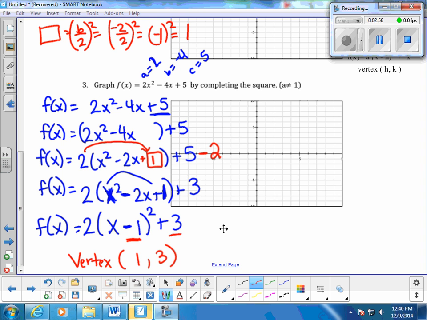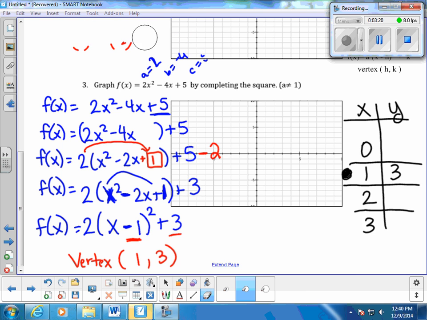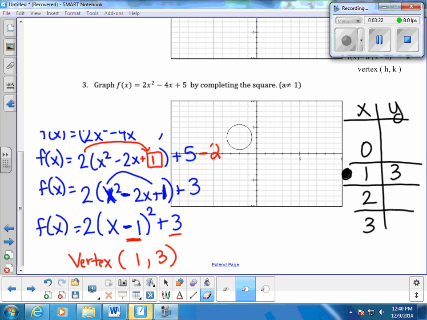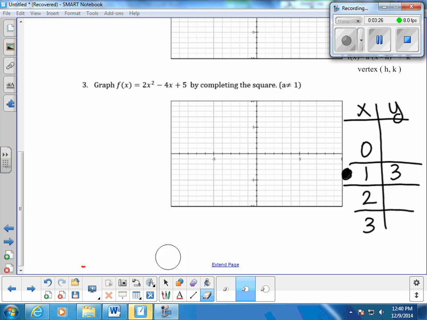So our vertex is going to be 1, 3. From knowing our vertex, we like to use the vertex in our points. And we'll say let's do a number to the left of 1, which is 0, and a number to the right of 1, which would be 2, and then maybe one more for good measure. Okay, so now I'm going to erase all of this previous work and take my original function and substitute values in.